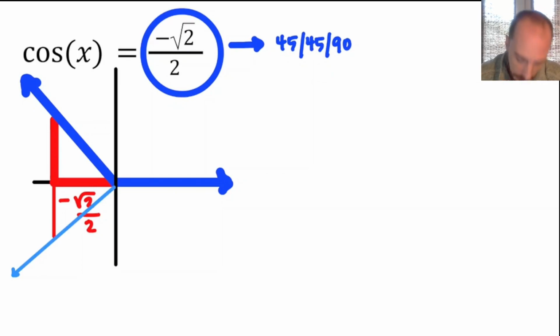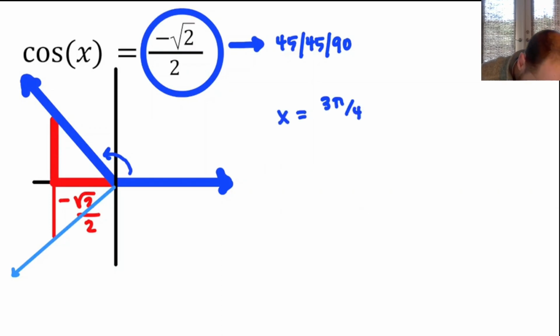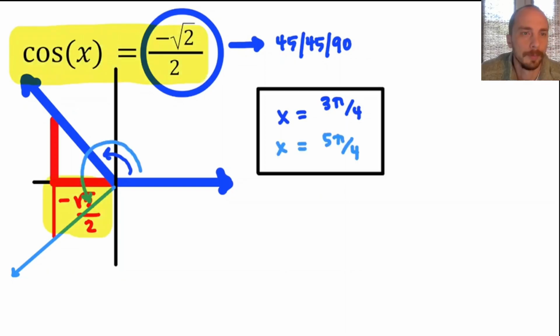Look like that. But what we're looking for are the angles x, in radians, that make this true. So that's less than pi by pi over 4, which is 45 degrees, so that would be 3 pi over 4. And then also this one that's bigger than pi by pi over 4, and that would be 5 pi over 4. Those are the two solutions to the equation on the interval 0 to 2 pi, because their cosine, that horizontal leg, is negative root 2 over 2.